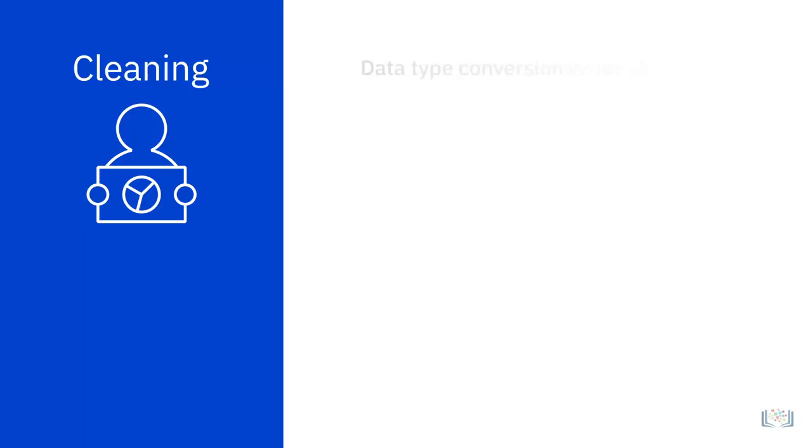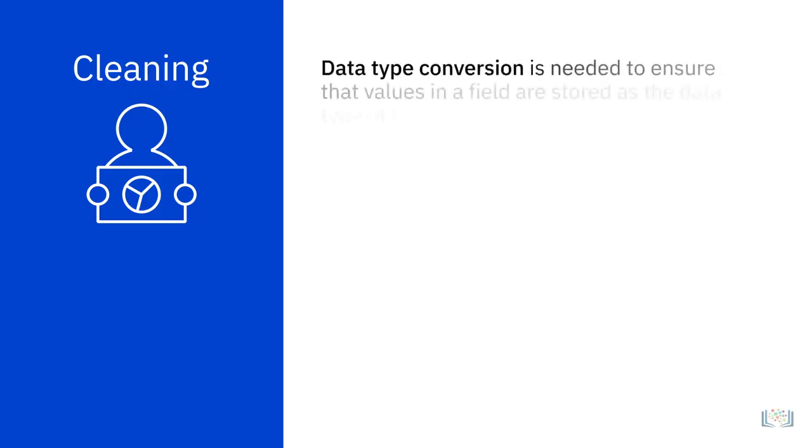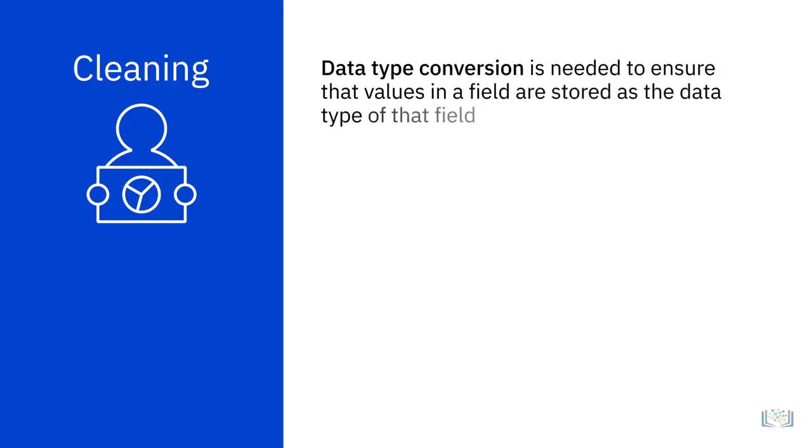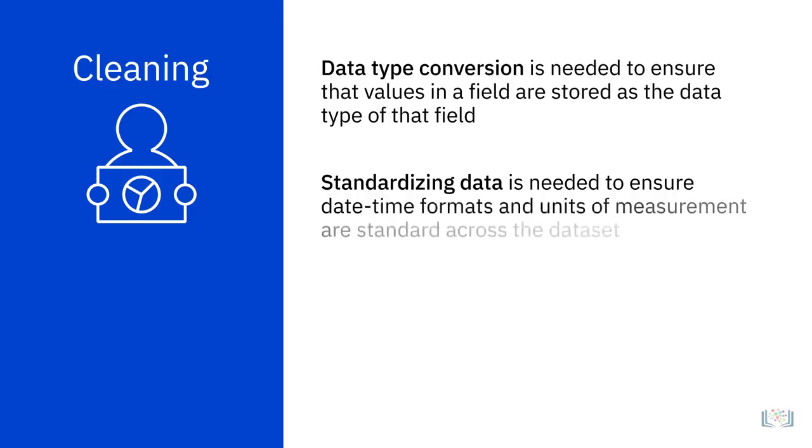Cleaning can involve data type conversion as well. This is needed to ensure that values in a field are stored as the data type of that field. For example, numbers stored as numerical data type, or date stored as a date data type. You may also need to clean your data in order to standardize it. For example, for strings, you may want all values to be in lowercase. Similarly, date formats and units of measurement need to be standardized.